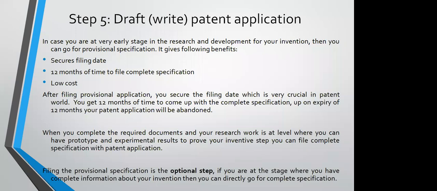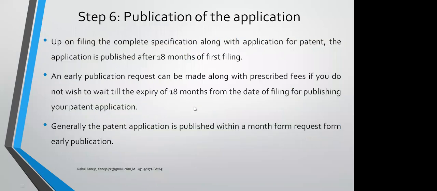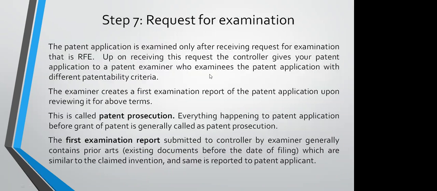Then you have to draft your patent application. You can also draft your patent application, or you can take the help of the patent agent for the drafting the patent application. Then your patent will be published at the patent office website automatically after the 18 months. But if you don't want to wait for 18 months, you can also request for the early publication. Generally, the patent application is published within 1 month from request for the early publication.